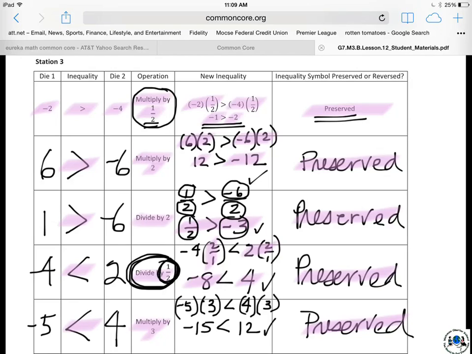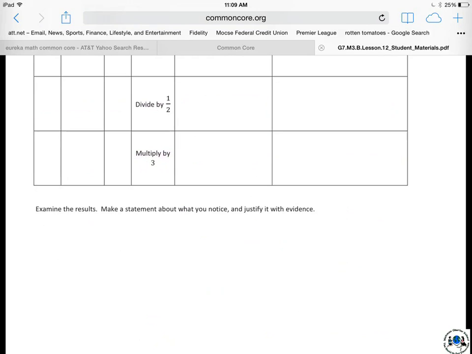All right, and again, dividing by 1/2, this whole fraction concept, I just want to keep pounding away at. You divide by 1/2, you're asking yourselves, well, how many halves are there in 2? And there are 4. There are 4 halves in 2 wholes. How many halves are there in -4? Well, there are -8. Truth is, there's 8 halves, but negatives, of course. All right, and down here we started out with our -5 being less than 4, and we multiplied both sides by 3, and -15 is still less than 12. So everything was preserved.